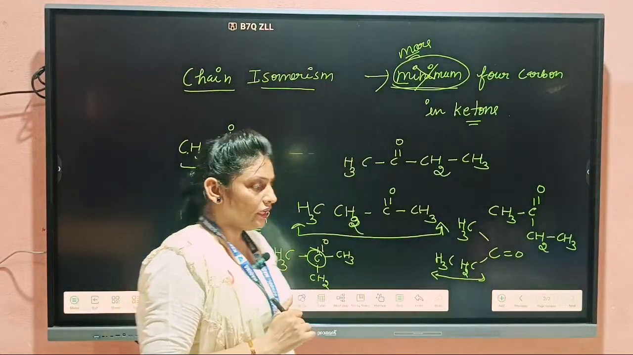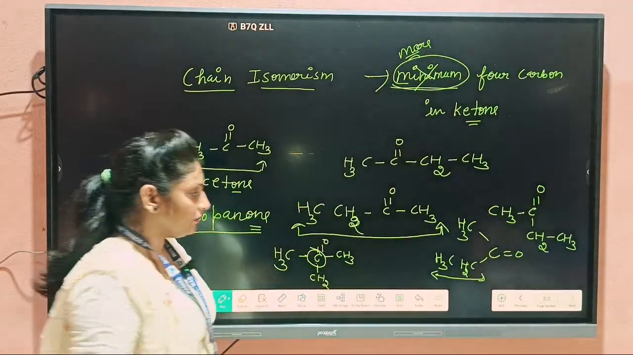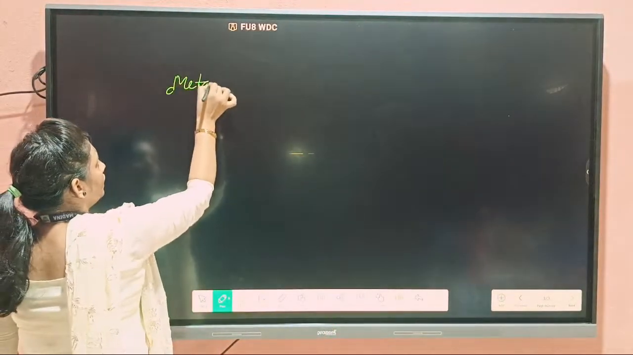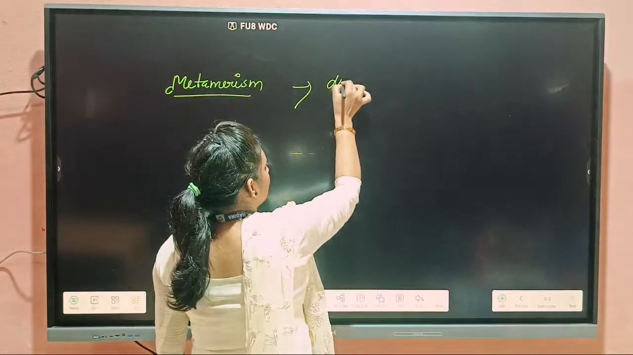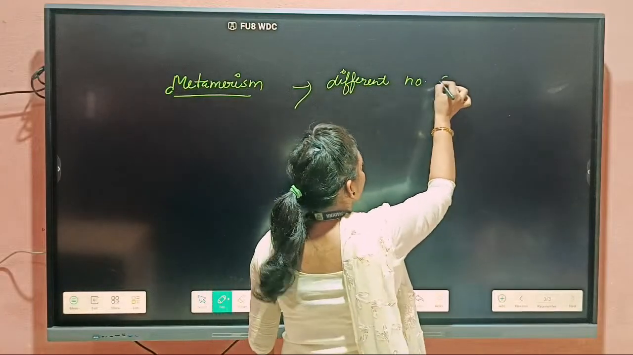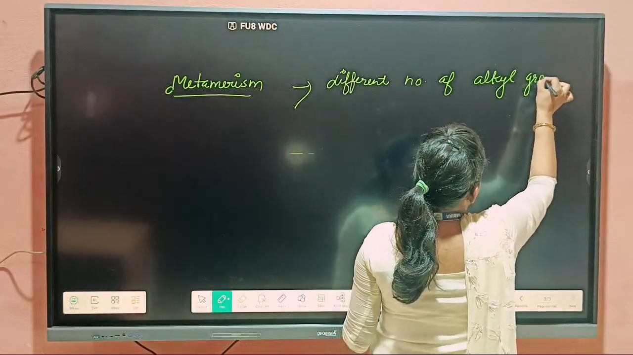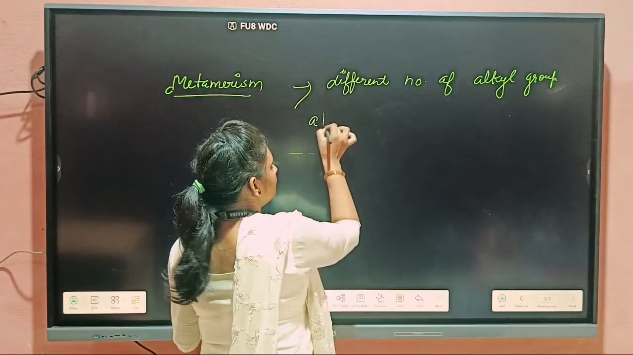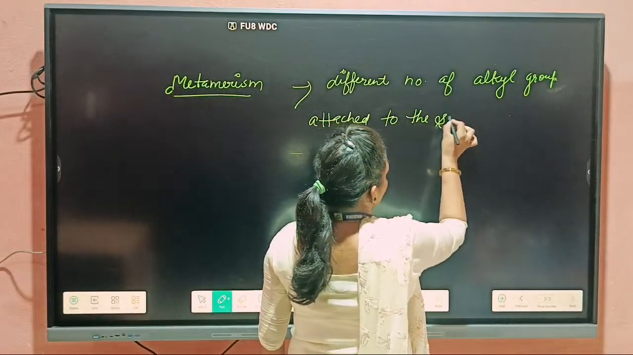Clear to you or not? Then ketones can show metamerism. What do you mean by metamers? What do you mean by metamerism? Metamerism means different alkyl groups attached to the same functional group.